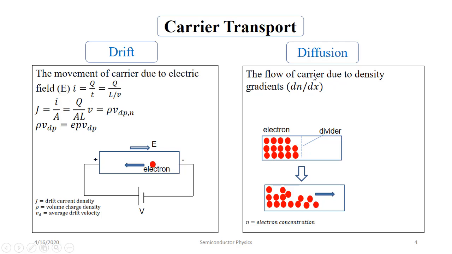What are the features of the diffusion transport phenomena? Obviously, the carriers flow due to the density gradient. Like you can see, there is a divider. If the electrons move, forgetting about the divider, the electron density decreases in this region and increases in this region. They move in such a way that the electron concentration decreases in one region and is balanced on the other side. So this is how diffusion works.